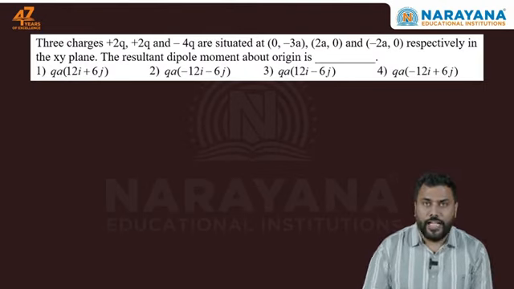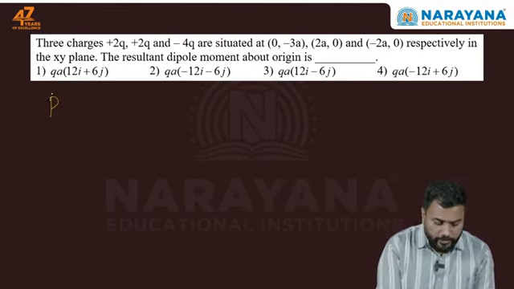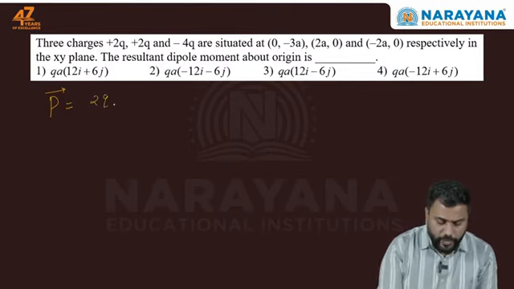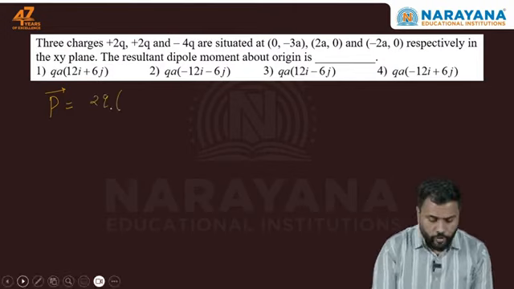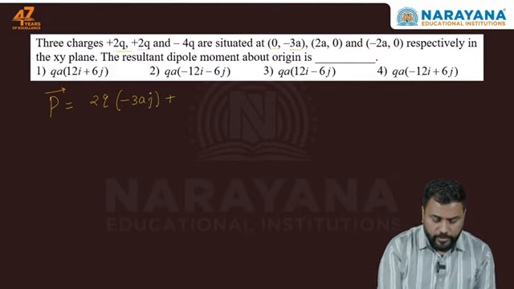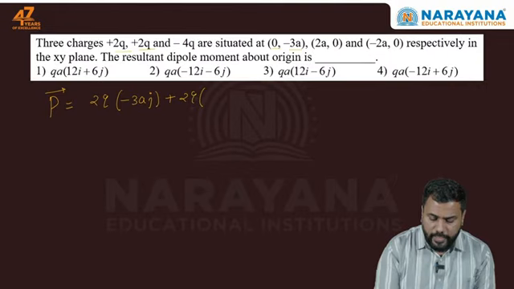To calculate the effective dipole moment of a system of charges, we can just multiply the value of each charge into its position vector. The first charge, plus 2q, is at the position (0, minus 3a). Its position vector should be minus 3a j cap. Now the second charge, again plus 2q, is at a position of (2a, 0), so 2a i cap. The next charge is minus 4q, so I should put minus 4q here, and its position vector is (minus 2a, 0), so minus 2a i.